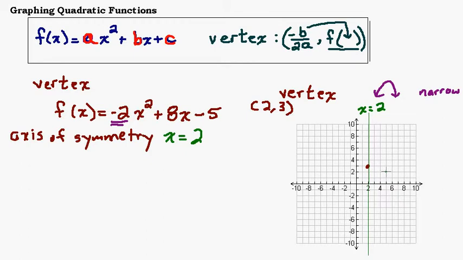If I can find a point on one side of this line, I can just reflect it to the other side of the line, and that will give me another point.